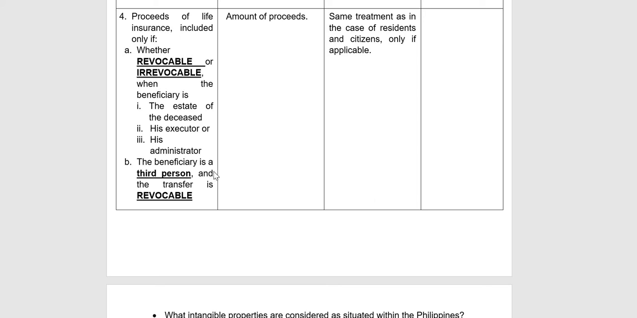However, if the beneficiary is a third person, the designation must be revocable for it to be considered included in the gross estate. Okay? That's it.